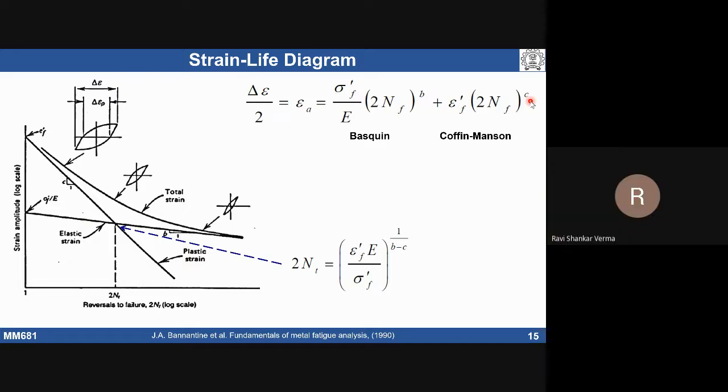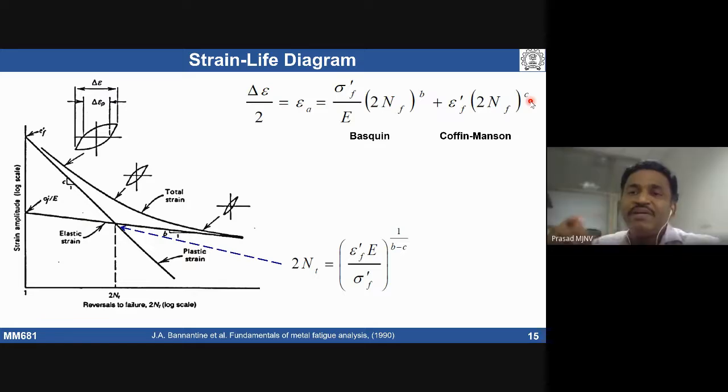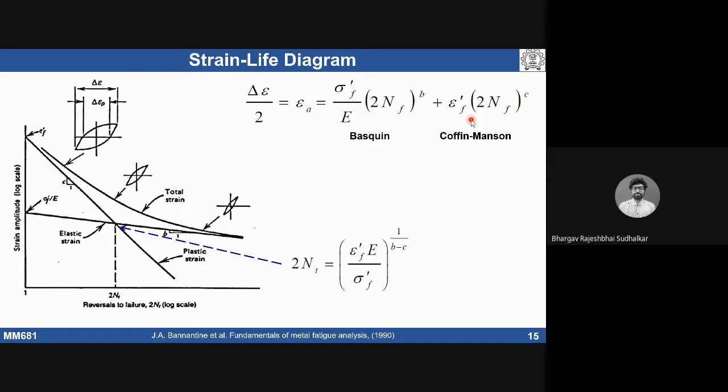So it does not depend upon strain amplitude? No, it will not change. These are material dependent. Material to material, the B, C, sigma f prime and epsilon f prime are going to change.